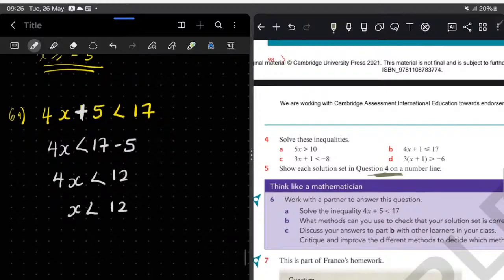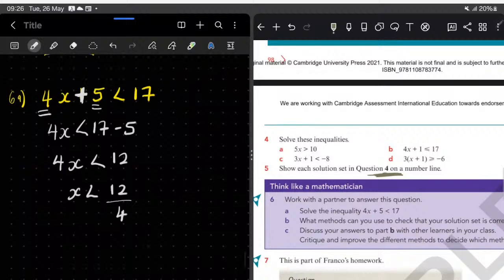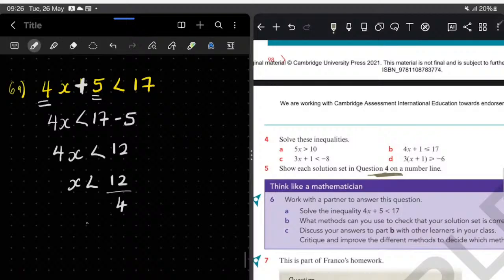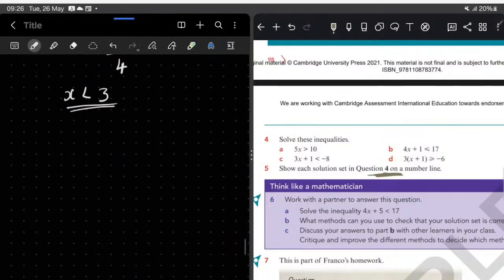Then what do we then do with this 4? We divide. It goes to the other side to divide now. Okay, we start with the 5, then we do the 4. Well done. Because 5 is further from x. So now you get x less than 3. Don't make a mistake.